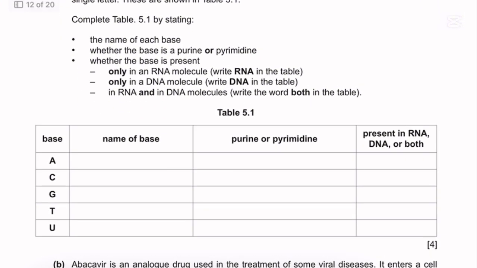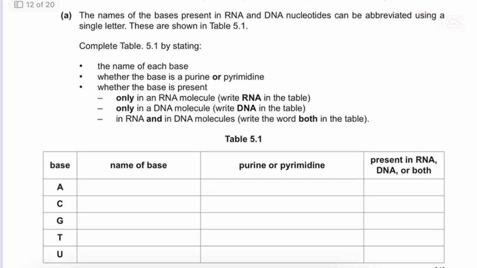So here you see the abbreviations of the bases A, C, G, T, U. Now complete the table by naming the bases and writing whether it's a purine or pyrimidine, and identifying whether the base is present only in RNA, write RNA in the table, only in DNA, write DNA in the table, or in the RNA and DNA, write both in the table.